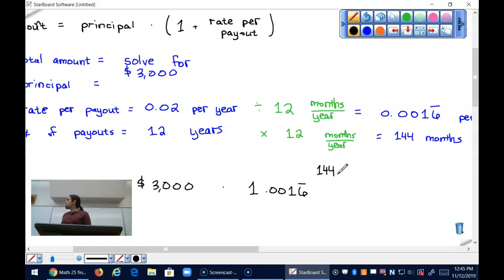Especially for 12 years, that might not be that big a deal, but if we have a longer time frame, it gets really noticeable. So it's not going to change whether this person is ready to retire, but it'll be off by a few dollars.